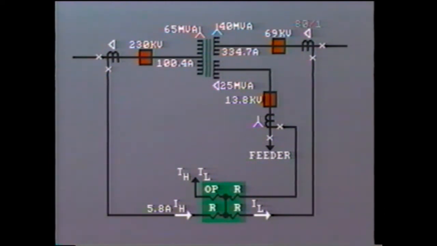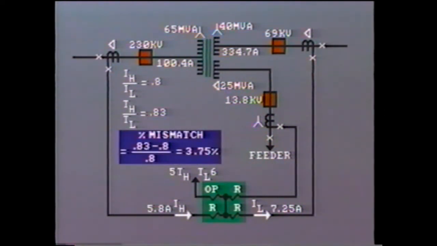Assuming a CT ratio of 400 to 5, that is 80 to 1, and remembering the delta connection, the CT secondary current will be 7.25 amperes going to the relay. The ratio then between IH and IL equals 5.8 divided by 7.25, or 0.8. Now, let's suppose that our taps are set on 5 and 6 respectively, giving us a tap ratio of 0.83.